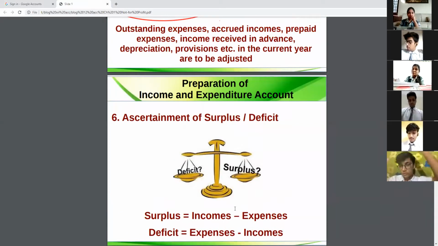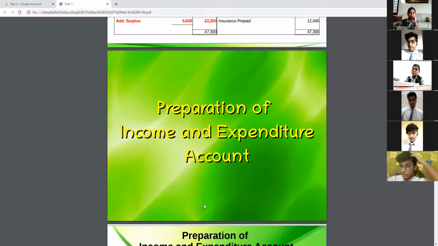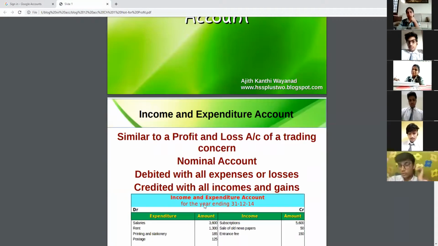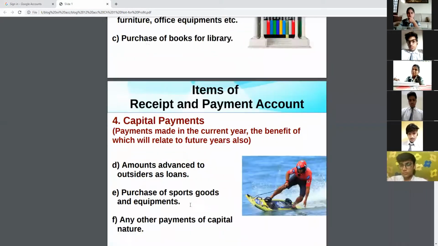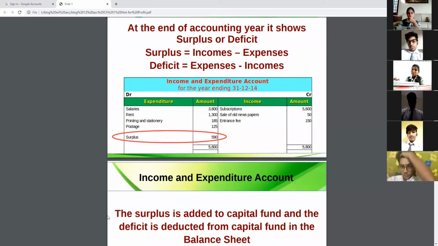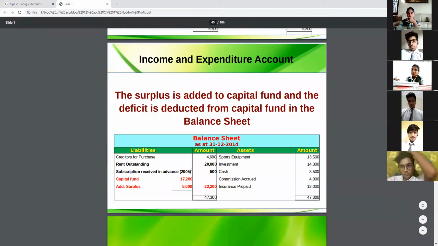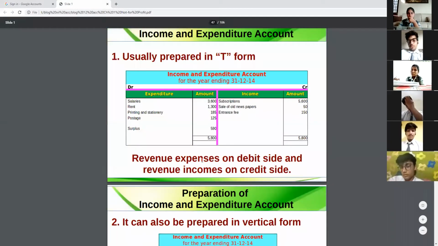These are the features of income and expenditure account. First of all, I want to explain you what we have completed today. See, receipts and payment account, and this is the format. Debit side is expenses, credit side is income. Then it is always prepared in T-shape.